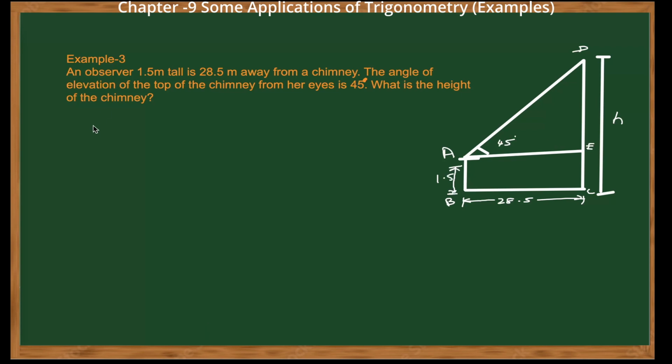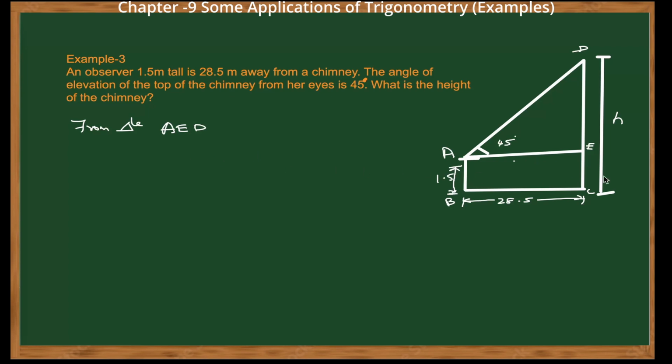Let's use a pen. From triangle AED, we have this data, we have this data. So we have the angle, and we need to find this, DE.